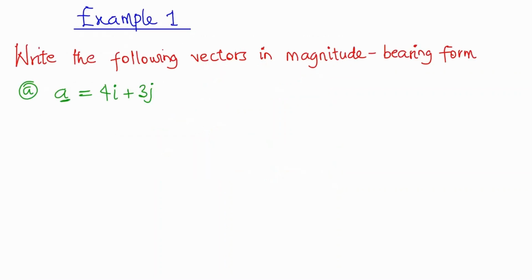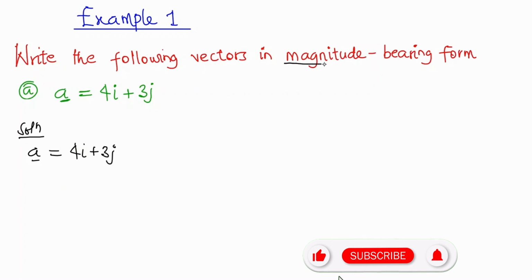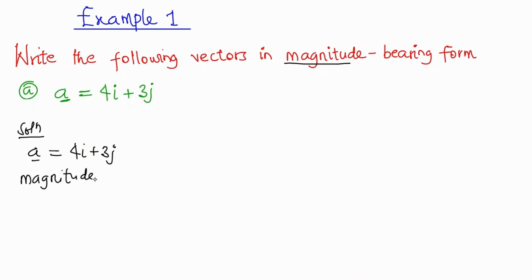We have here as example 1, and it says that write the following vectors in magnitude to bearing form. There are quite a number of examples, and this is the first one. It says that the vector A, that's the position vector A, is equal to 4i plus 3j. So we want to find the solution to this by changing it to magnitude to bearing form. From the question, it's saying that we should find the magnitude to bearing. So we should find the magnitude first. The magnitude of this vector is basically about the length or modulus.